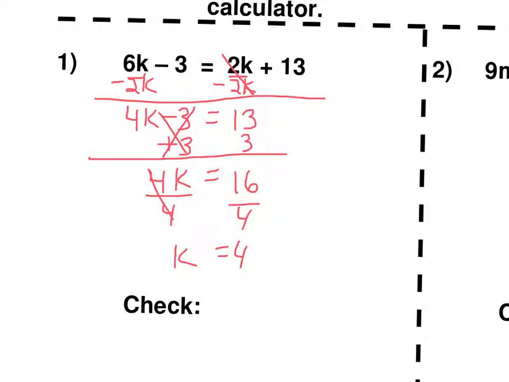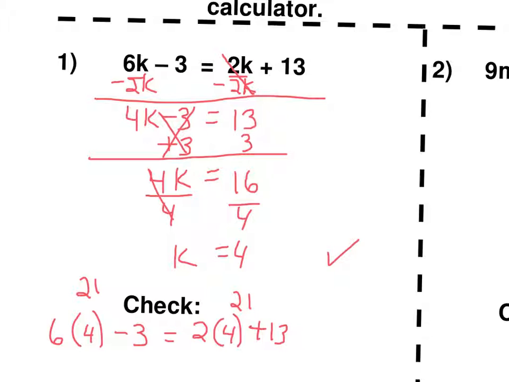And we can double check. So 6 times 4, that's 24. 24 minus 3, that's going to give me 21, is equal to 2 times 4. 2 times 4 is 8, and 8 plus 13, that's 21, so it checks out.